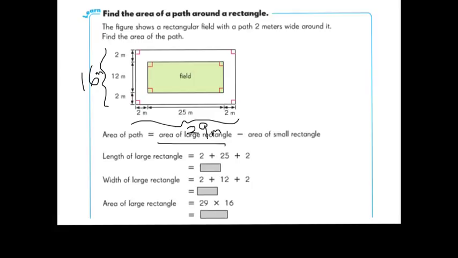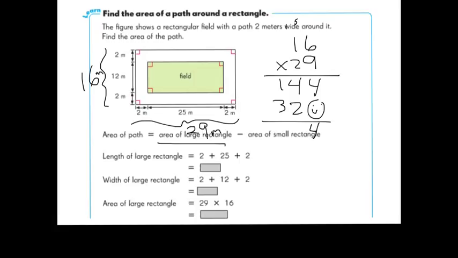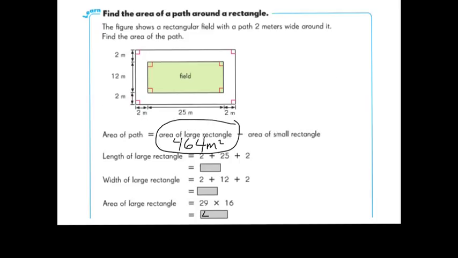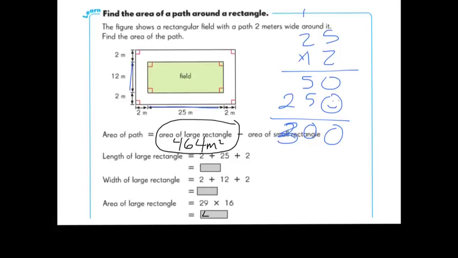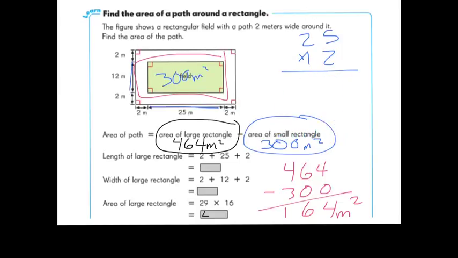So we'll just multiply 16 meters by 29 meters. So the area of the large rectangle is 464 meters squared. The next step is to find the area of the small rectangle. We know it is 25 by 12. If we look at the problem, the green is 25 by 12. Multiply those, and we get 300 meters squared. So the area of the small rectangle, the green part, is 300 meters squared.